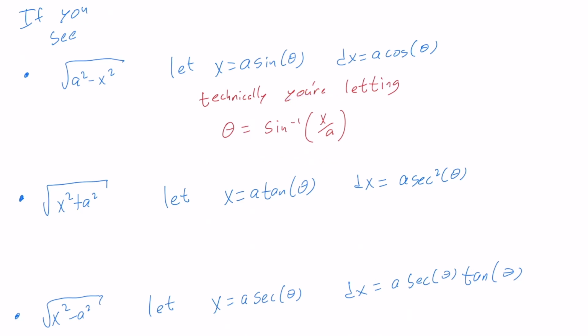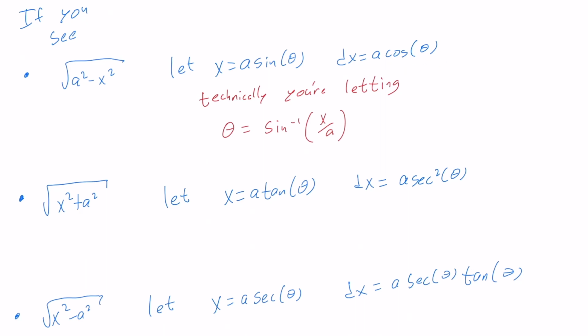It just so happens that if theta equals the inverse sine of x over a, then x is a times sine theta. So we're defining a new variable theta in terms of x. It's just easier to think of x being written in terms of theta. It becomes easier to work with. So all that to say, if we see something that looks like the square root of a squared minus x squared, we should probably think about letting x equal a sine theta, and then dx is a cosine theta.